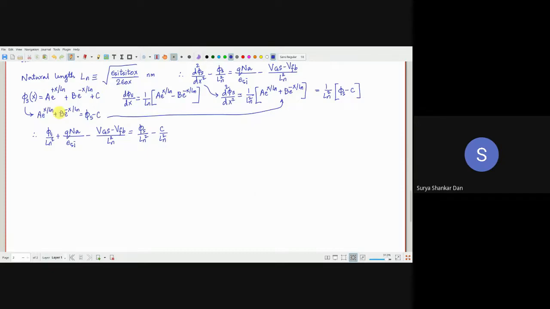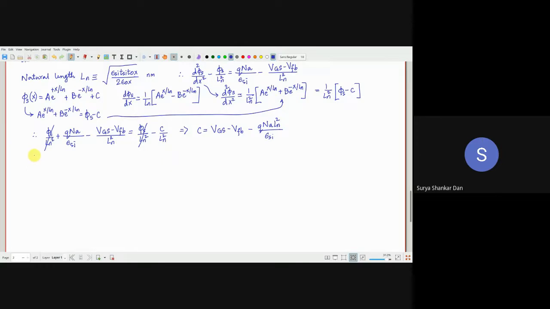Okay? So clearly this will cancel out. This implies c is equal to q. Okay, there is a minus here, right? So let's write this: vgs minus vfp minus qna ln square by epsilon si. Okay, so out of these ABC coefficients, I have been able to figure out the value of C. Now let us find out the expression for that.